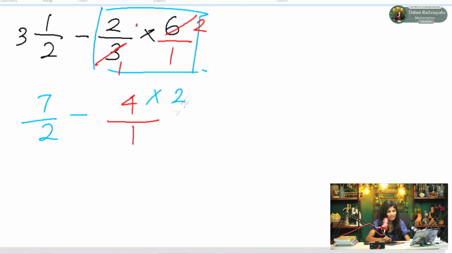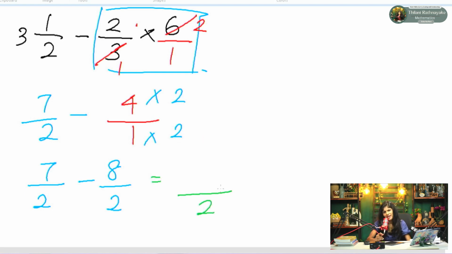I'm going to multiply numerator and denominator both by 2. So here I have 7 over 2 minus 4 times 2 is 8 over 2. Okay, so the common denominator is 2 already. 7 minus 8, what is the answer? That is negative 1. So your final answer is negative half.